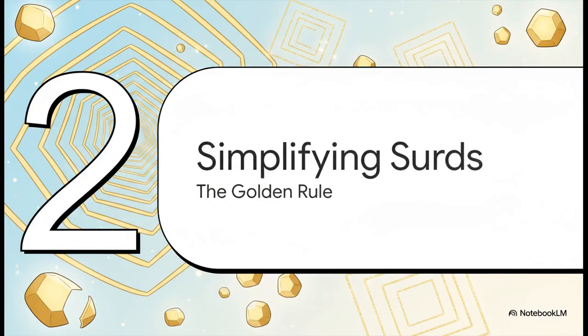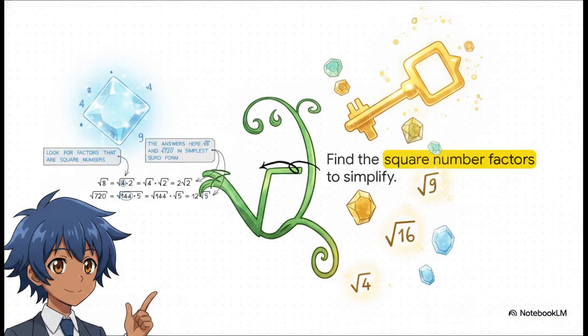All right, moving right along to section 2, simplifying surds made easy, also known as the golden rule. So as we hit level 2, here is your absolute golden rule, your cheat code, if you will. Always look for the hidden square number. When you look at a surd like root 8, you really want to ask yourself, hey, is there a square number hiding inside this as a factor? And yes, there is. 4 is a factor of 8.